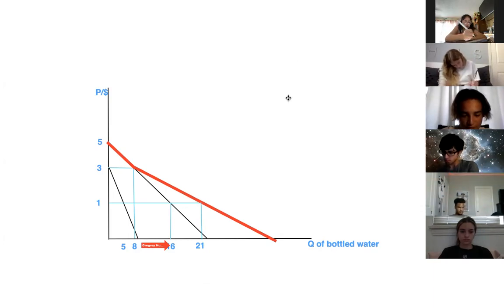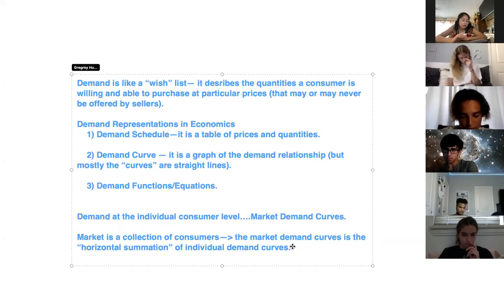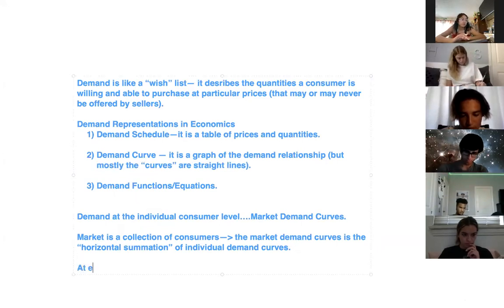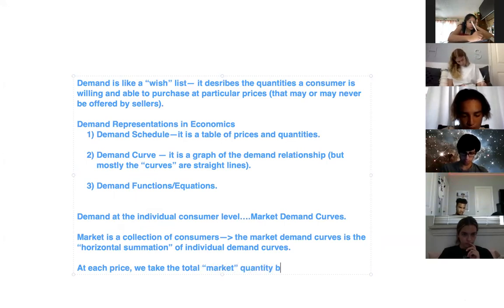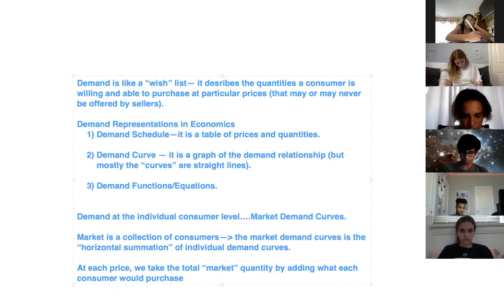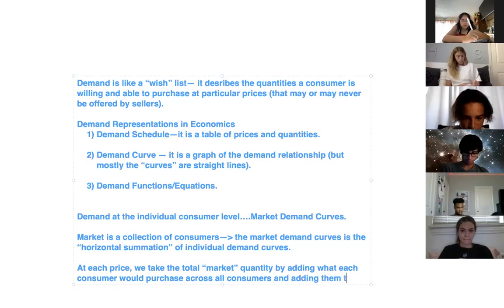Okay, so I'll say last here, at each price, we take the total market quantity by adding what each consumer would purchase across all consumers and adding them together. Okay, so that's it.